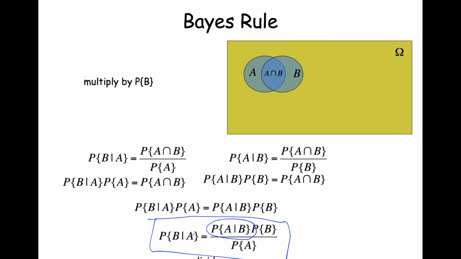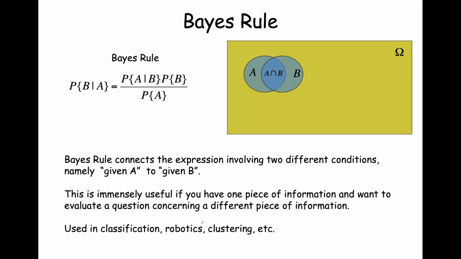And so, in essence, what we have is now a formulation of what it means to calculate probability of B given A using information about the probability of A given B. So, in essence, we're changing what the condition variable is, or vector of variables. Now, this has a name. It's called Bayes' rule. And what Bayes' rule does is it connects the expression involving two different conditions. You're defining what it means to say given A in terms of given B. Now, this is useful if you have one piece of information, but you want to evaluate a question or probability.